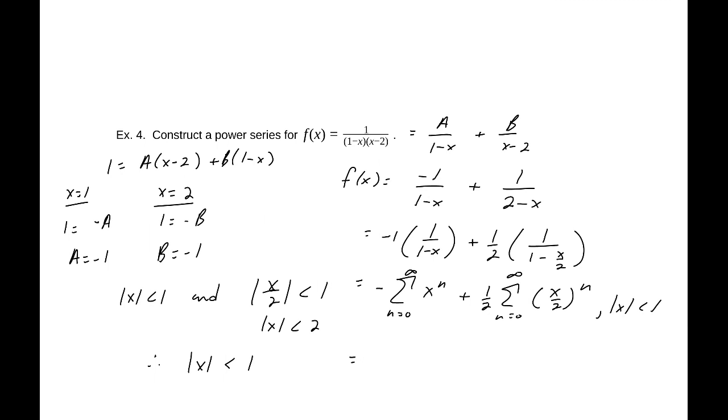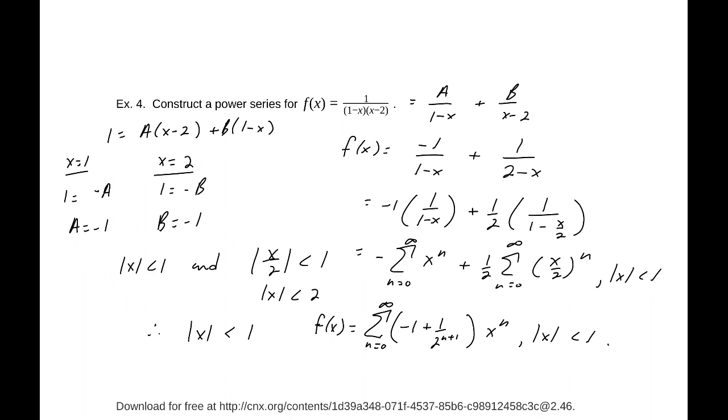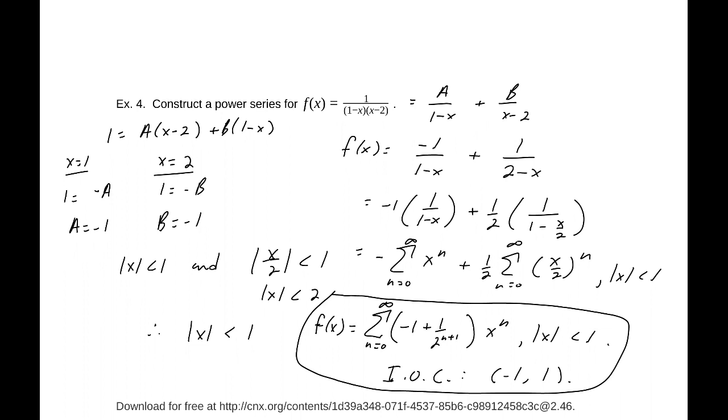So let's go ahead and combine these two. This will be the sum, n equals 0 to infinity, of negative 1 plus 1 over 2 to the n plus 1, times x to the n, for absolute value of x less than 1. So our interval of convergence, we'll go ahead and say what that is. Interval of convergence is negative 1 to 1 again. So there's our power series representation in that given interval.